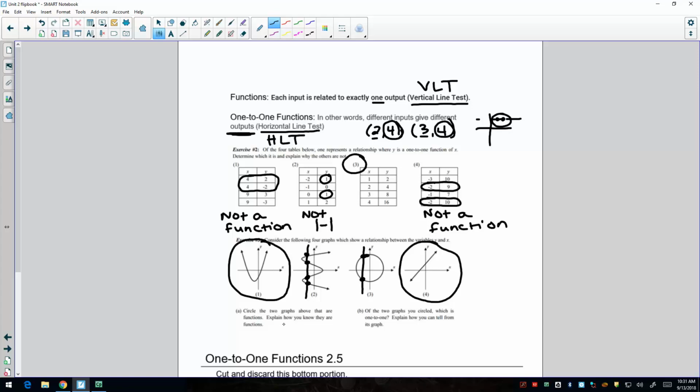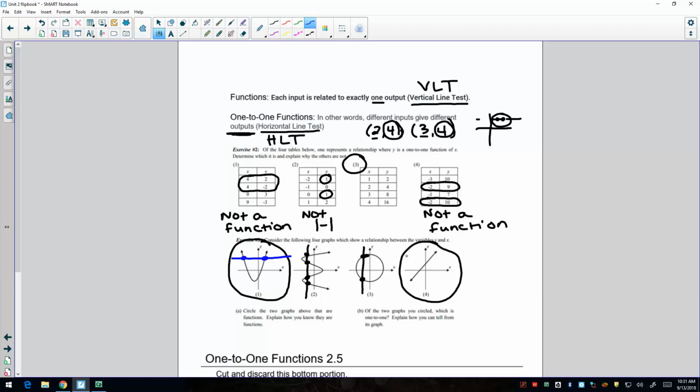Now it says, of the 2 graphs you circled, which one is 1 to 1? Remember, to tell if it's 1 to 1, you do the horizontal line test. I'll have to draw it. You're going to draw a horizontal line, and if it fails, which means it hits more than once, then it is not 1 to 1. So you'll notice here's a horizontal line, and it hits more than once. It hits twice. So this one is not 1 to 1.